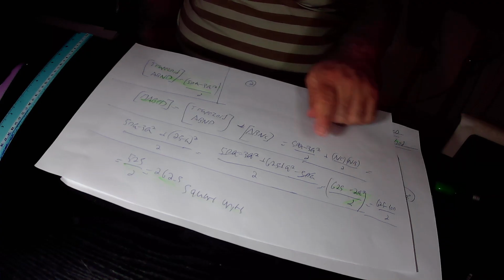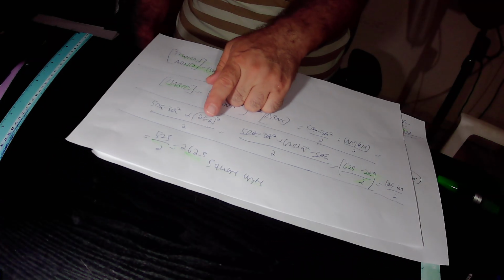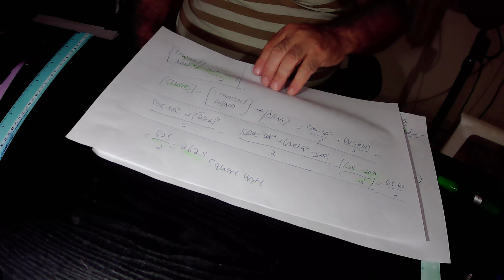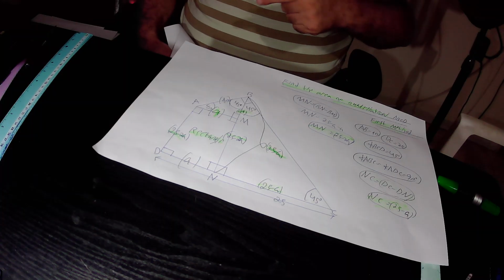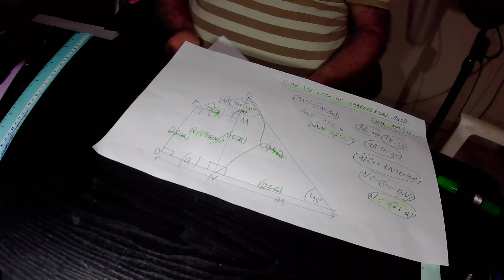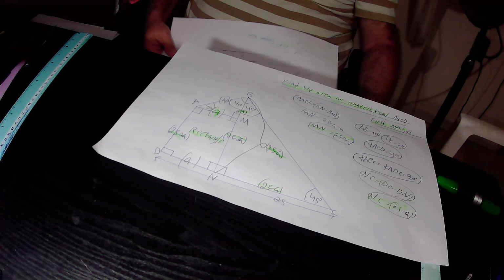625 minus 100 is 525 over 2. 525 over 2 equals 262.5 square meters in size. So we found out that according to the first method, the area of this quadrangle ABCD equals 262.5 square meters in size. So we finish the first method.